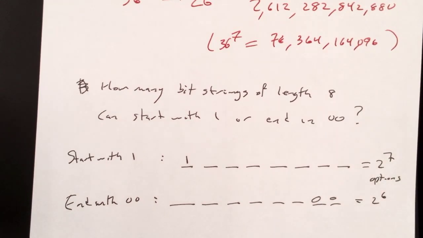There's just one problem. I counted a whole bunch of things twice, didn't I? Anything that starts with a 1 and ends in 00 is in both of these categories. If I counted it twice, I've overcounted. What do? The one that says, not and, I gotta do an and then I gotta knock that out.